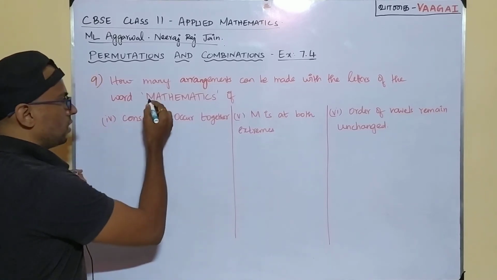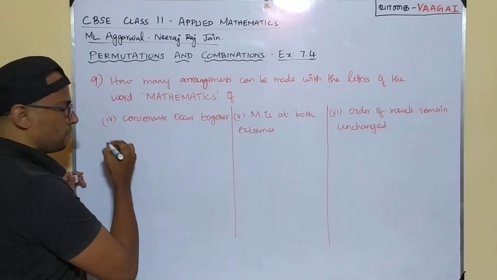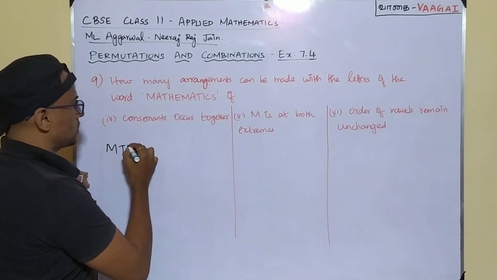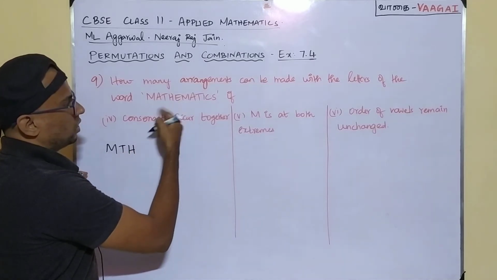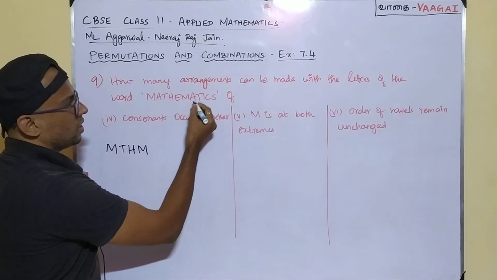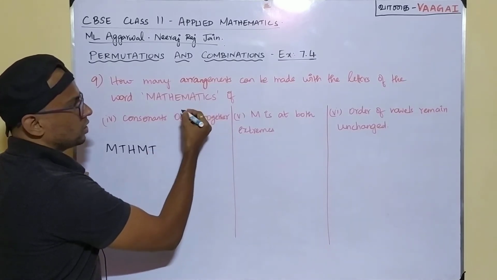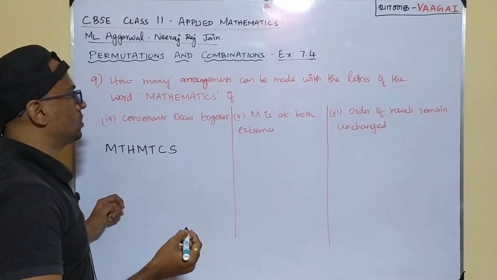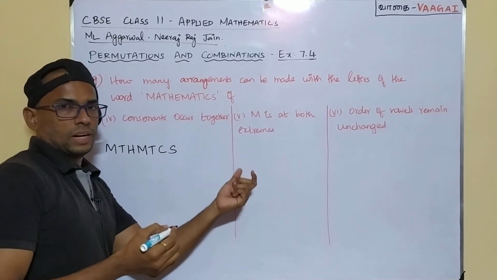So we have M is a consonant, so write M here. Next, what are the other consonants? T is a consonant. Next, H. Next, leave E, it is a vowel, and next again M comes, and then leave A. Then T will come. Then I is gone. Then C will come. Then S will come. So that's it. These are going to be the consonants, and the other remaining letters will come now.